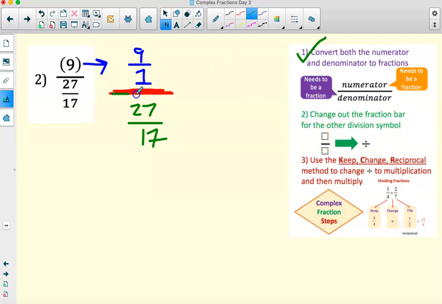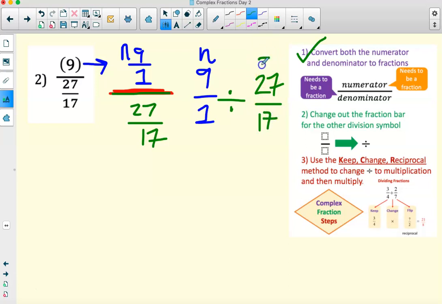So I need to take out this fraction bar and replace it with the division symbol. You place the numerator first. So the number that's on top here gets placed first over here. And then you place the denominator second. And then if you have it in the proper order, you can nod that it's in the proper order. I'm sorry for the cheesiness.